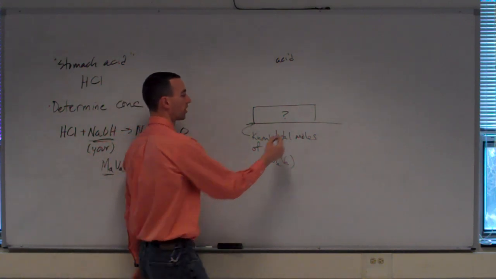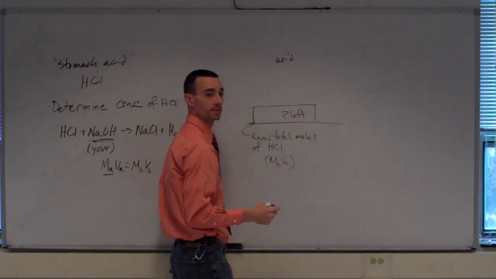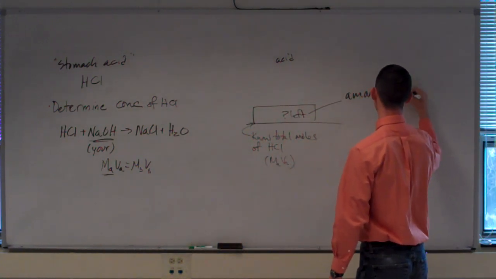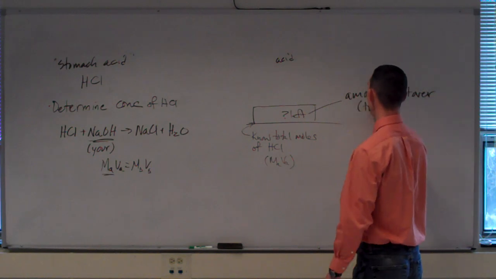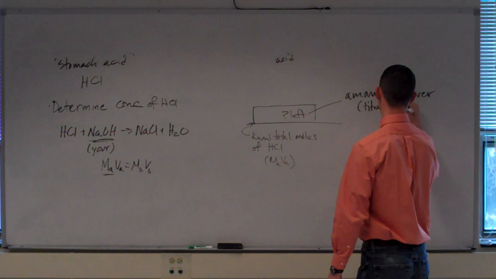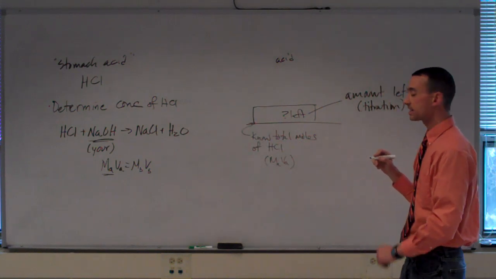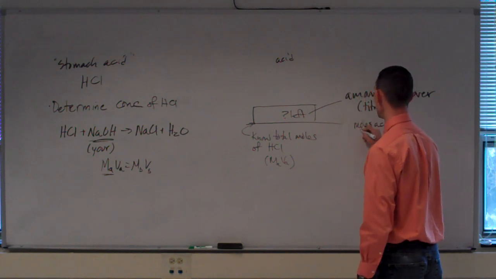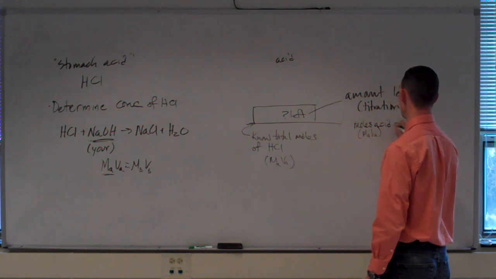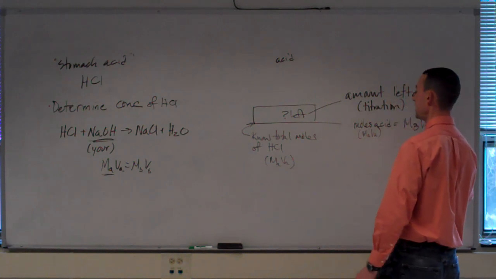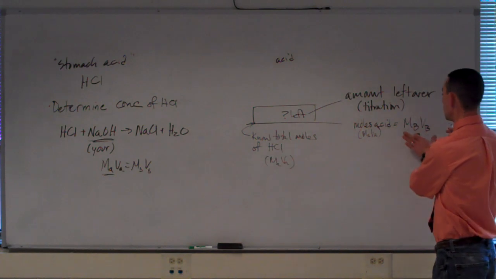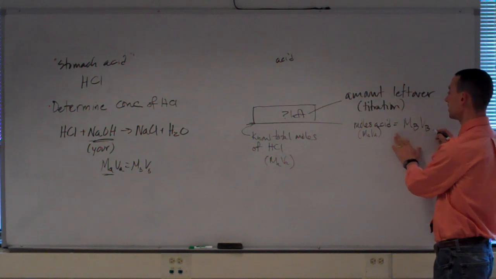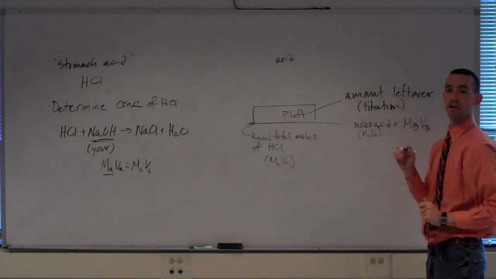How much is left over is yet to be determined. We can find the amount left over by a titration. If we do a titration, again with our sodium hydroxide, we can figure out the moles of acid, because even though it's MAVA, it's actually equal to MBVB as well. So the molarity of our base, which we know, times the volume that we add will tell us how many moles of acid were left over.